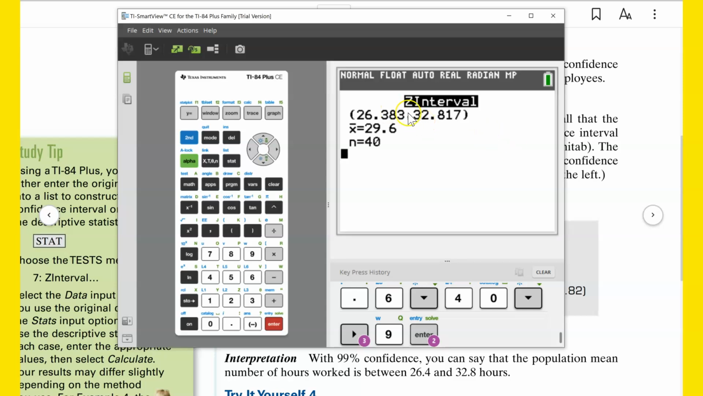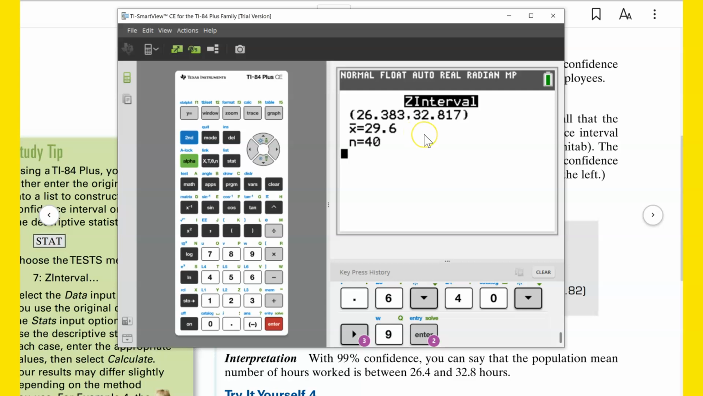In fact, you could even do that first. If the question says calculate the margin of error necessary for this confidence interval, I could actually do it this way and just find the margin of error by subtracting either one of these values of this interval from the mean. So I could just say 29.6 minus 26.383, and that would give me the margin of error. Or I could say 32.817 minus 29.6, and that would give me the margin of error.